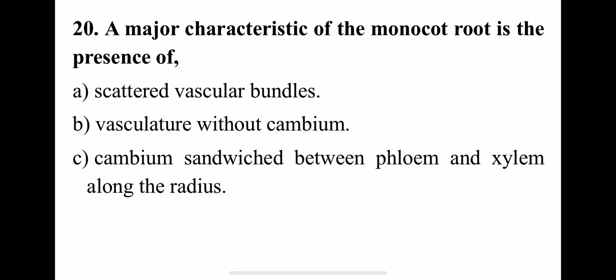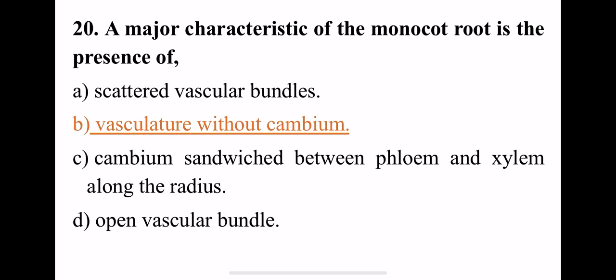Next, a major characteristic of the monocot root is the presence of what? Without seeing the other options, you can say monocot root, so don't be confused. Don't write it as scattered vascular bundle. Scattered vascular bundle is present in the stem, vascular bundle without cambium. In the monocot root, it has a radial vascular bundle.